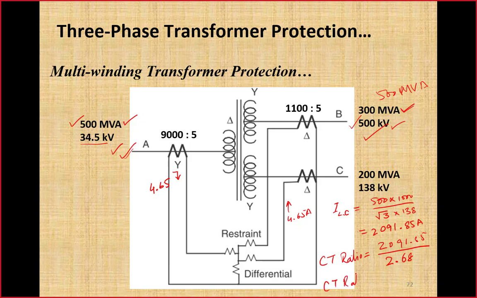Here CT ratio that we had calculated is 780.5 by 1. When converted into 5, that would become 3902 divided by 5. This is the CT ratio that we want, and closest standard CT ratio for this value will be 4000 by 5. So that is the CT ratio that we will use for winding C.